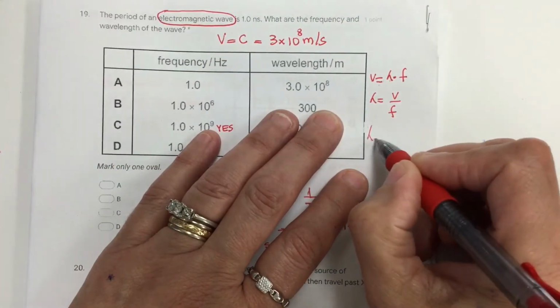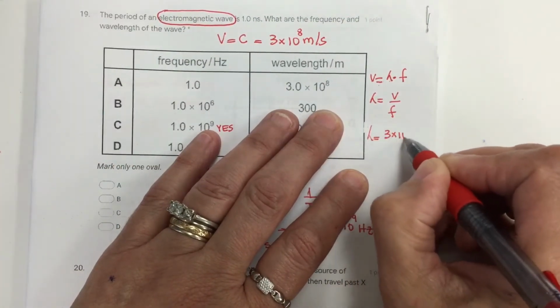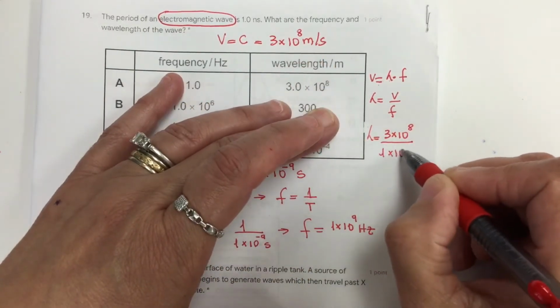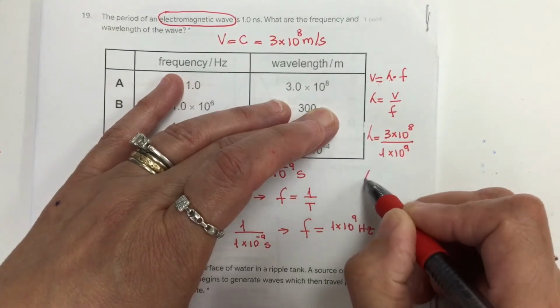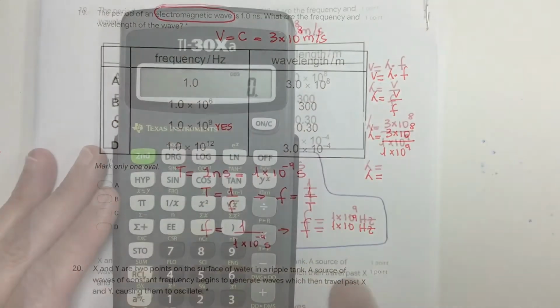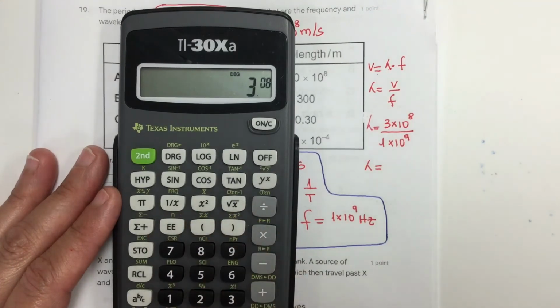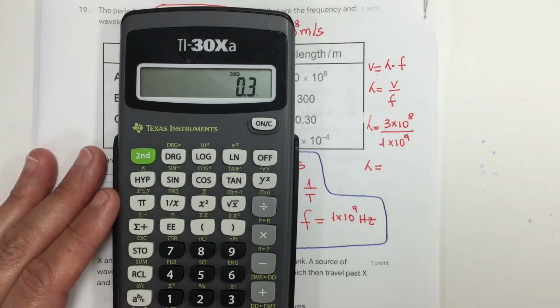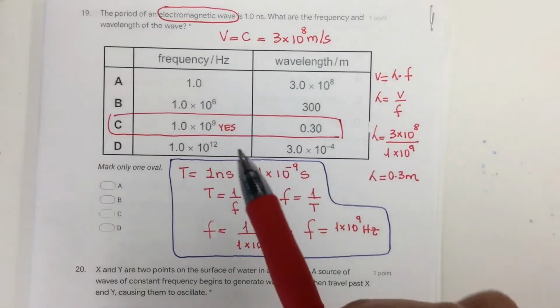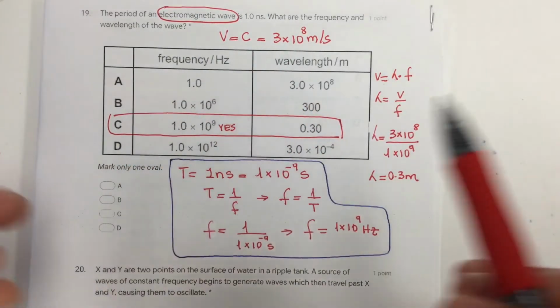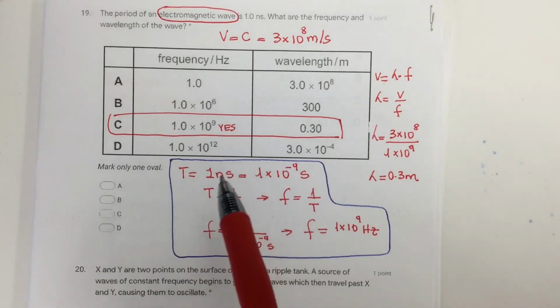So the wavelength is 3 times 10 to the 8, and the frequency is 1 times 10 to the 9. So what is the result? 3E8 divided by 1E9, 0.3 meter.